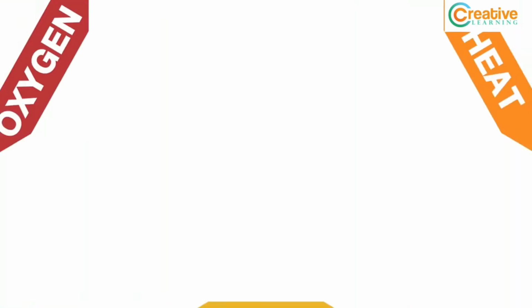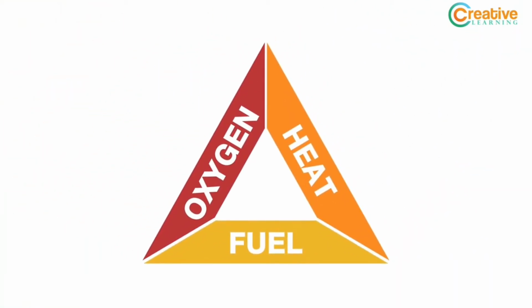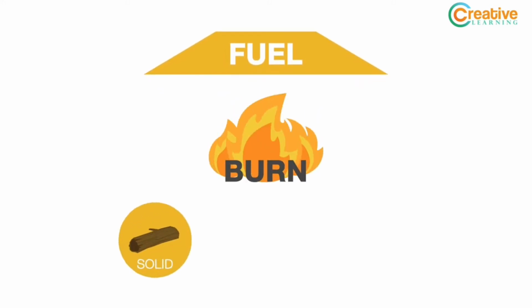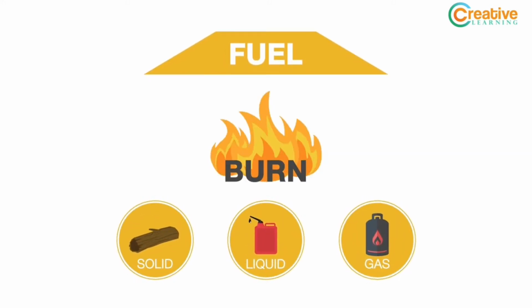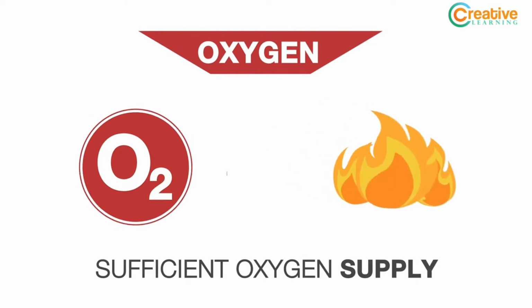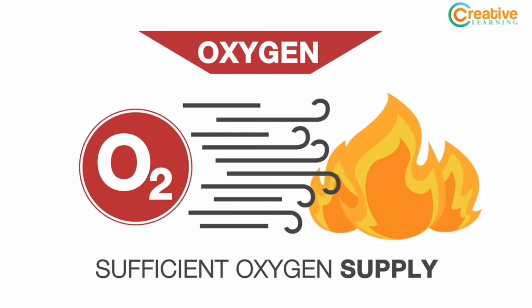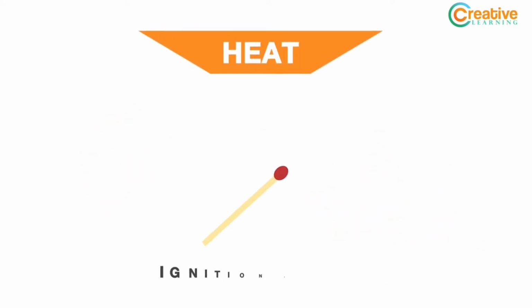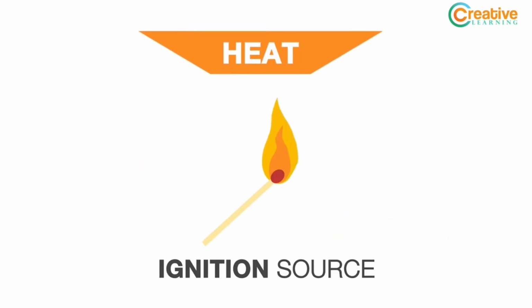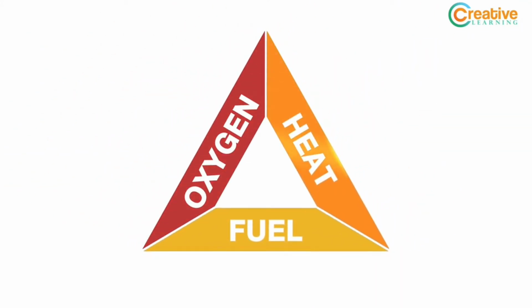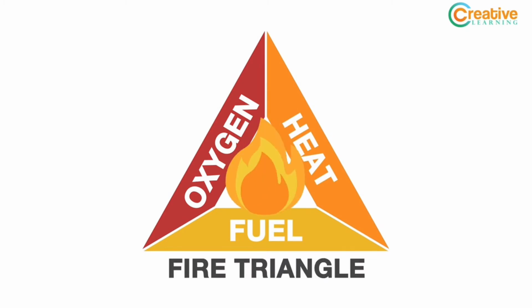For a fire to occur, 3 elements are necessary. First, a fuel source. Fire needs something to burn, such as a solid, liquid, or gas. Second, an adequate oxygen supply. There needs to be a sufficient supply of oxygen to keep a fire burning. And third, heat or an ignition source, something to start the fire. When all 3 elements are present, they cause a chain reaction, which results in combustion, otherwise known as fire. These can be remembered as the fire triangle.